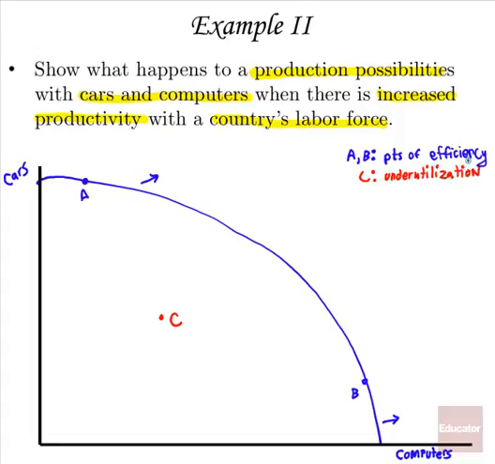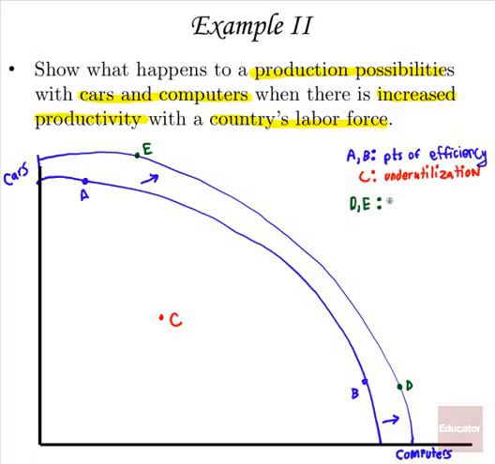Okay, and again, if there's increased productivity in the labor force, then there is an increase in the production possibilities frontier. Let's put new points here, points D and E. Points D and E would represent new points of efficiency. With economic growth, points D and E are now possible. So these are new points of efficiency.